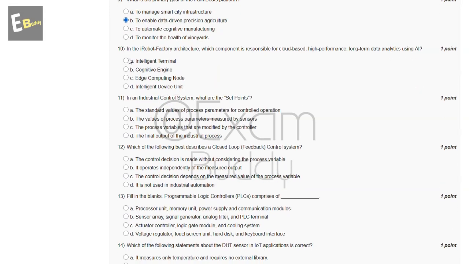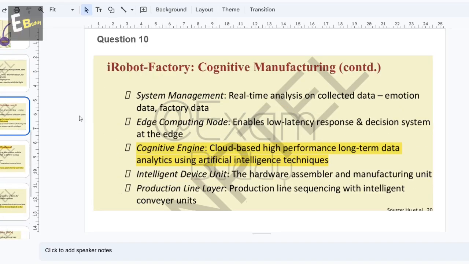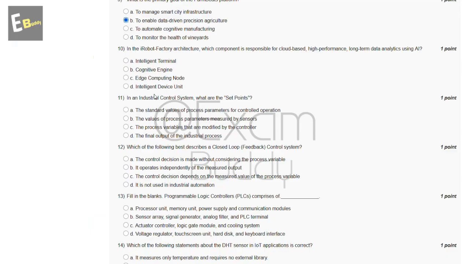Now the 10th question is, in the iRobot factory architecture, which component is responsible for cloud-based high performance long-term data analytics using AI? So these are the options. And now let's check the answer of our 10th question. So question 10, cognitive engine, cloud-based high performance long-term data analytics using artificial intelligence techniques. So the answer of our 10th question is B.